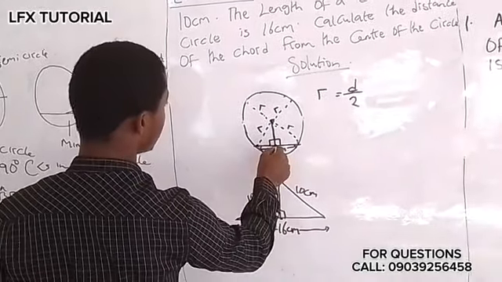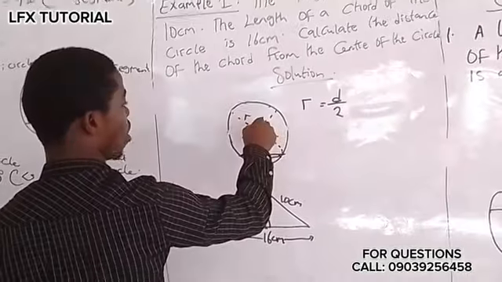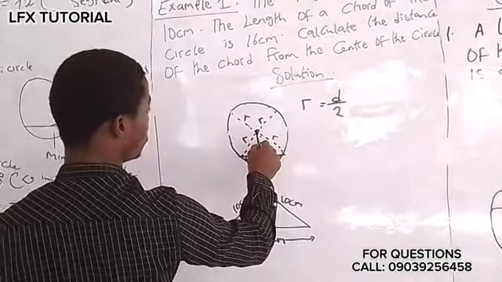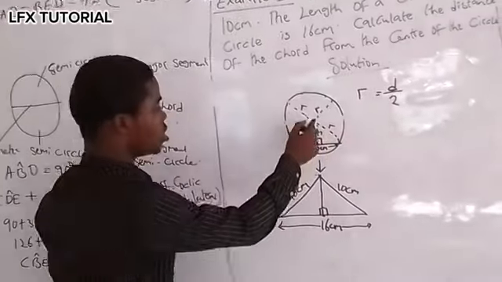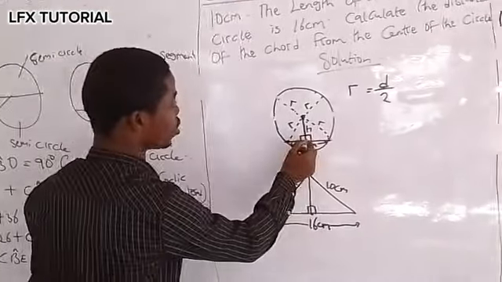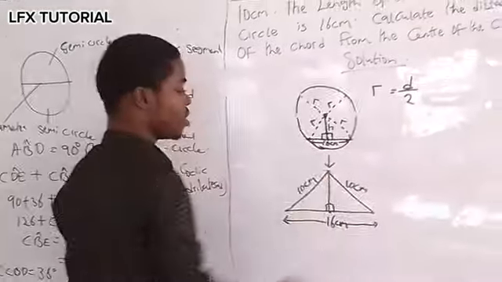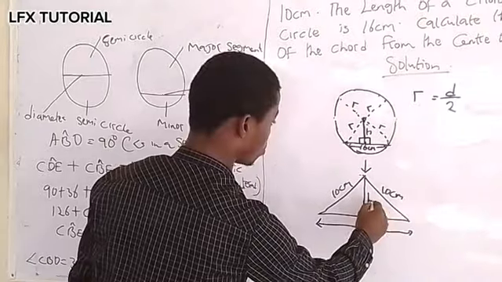So the question is, calculate the distance of the chord. This is the chord. Distance of the chord from the center of the circle, which we don't know. Let's make this one h, which we don't know, that's the height of the triangle. Distance of the chord from the center of the circle. So that's what we're looking for here, what? It is h.